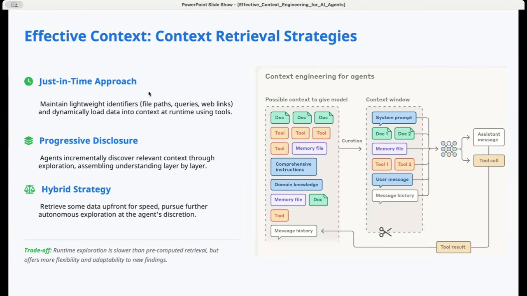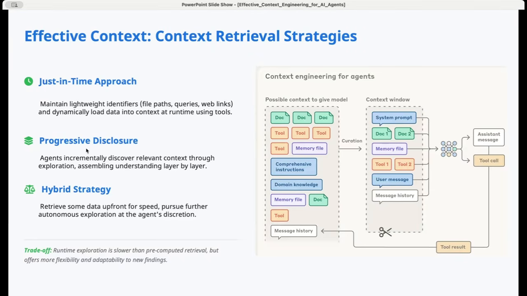So the overall mental model is the just-in-time approach, right? Trying to maintain lightweight messaging or input as much as possible, and then dynamically load the data into context at runtime using the tools rather than just keeping that piece of information in the context all the time. So this is like an on-the-fly approach, figuring out what are the most relevant sources, information, or say, messages from the past conversations to put into the context. This is called an on-the-fly, just-in-time approach.